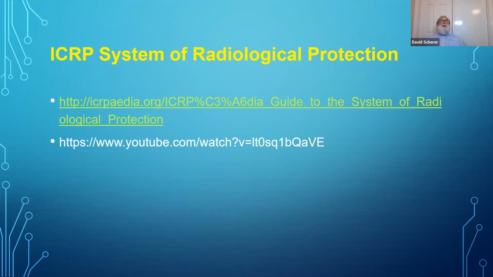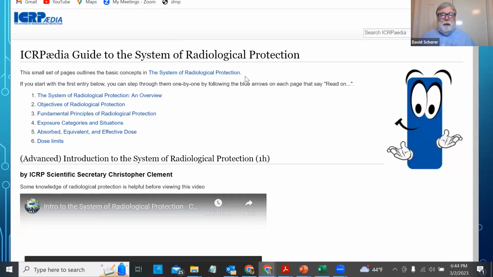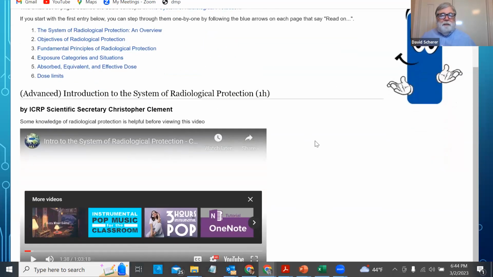Let's see if I can get it up here. On the ICRP website. That's the wrong one. Here it is. So I will bring it over here. The page I'm sending you to is on the ICRP website. So there's a description of the system of radiological protection. They have links that describe what the system is, the objectives, the principles, justification, optimization, limitation, categories and situations. And then there's a video at the bottom.